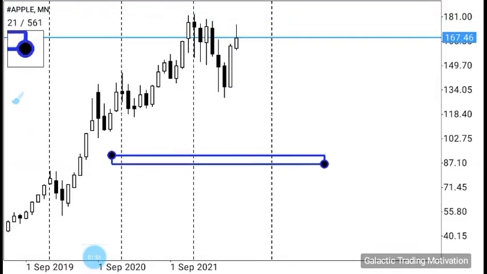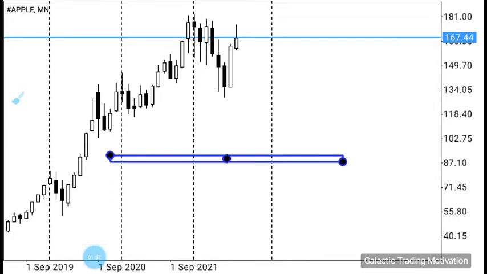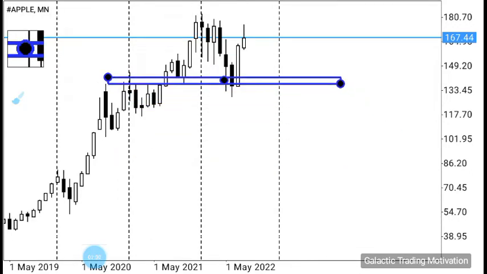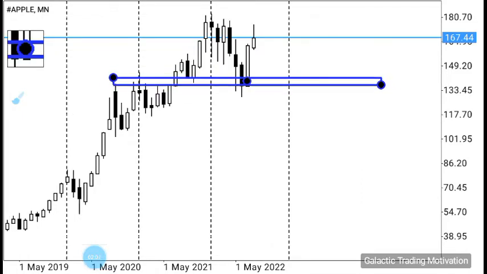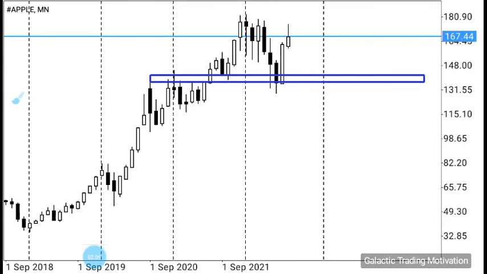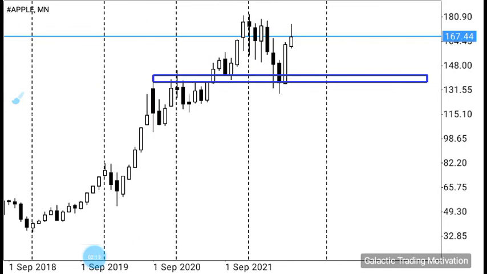So what I'm going to do now is just add a neckline to the W area. The neckline is now support, as I've mentioned. So here we are, right? What else do we see on this chart that we should be paying attention to?